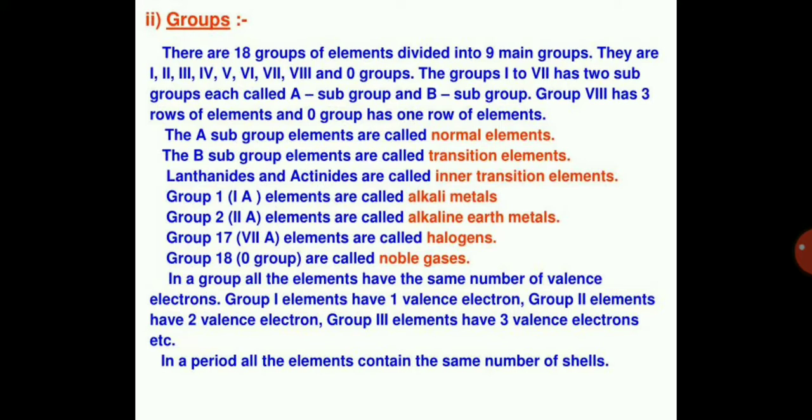Okay children, in a group, all the elements have the same number of valence electrons. Group 1 elements have 1 valence electron, group 2 elements have 2 valence electrons, group 3 has 3 valence electrons, and so on it goes. In a period, all elements contain the same number of shells. According to the atomic number is the number of electrons. So as the number of electrons increases, the atomic number is going to increase, and on this basis the groups and the periods are made.